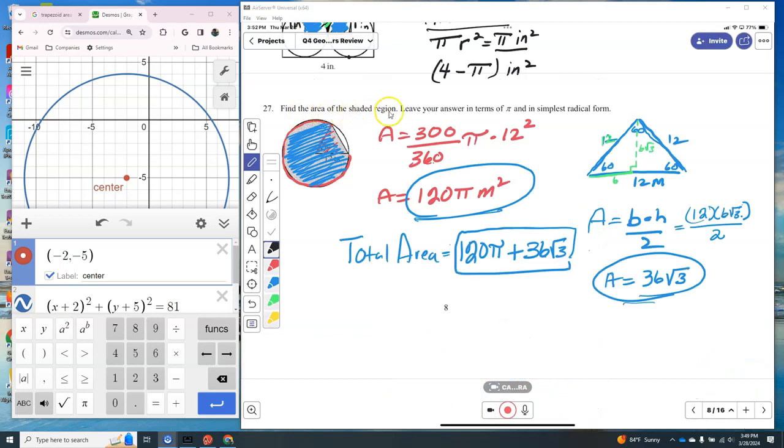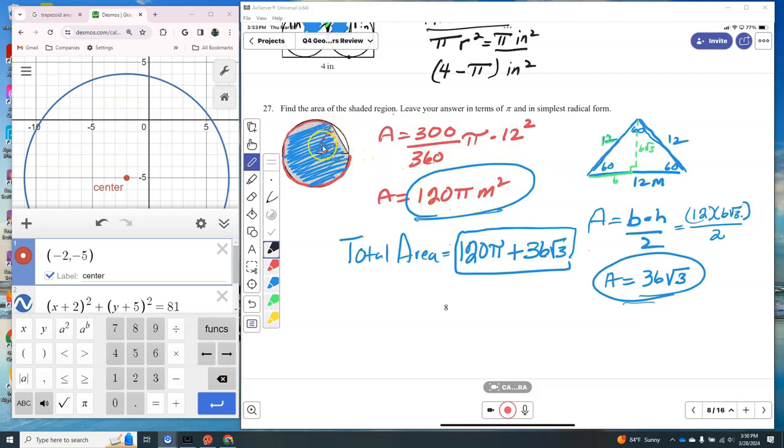Find the area of the shaded region. Leave your answer in terms of pi. This is a full circle, but we don't want the full circle. We want this part that's shaded without the segment. So what I did first is I figured out the major arc and its area. The major arc is 300, so the sector area is 300 out of 360 times pi. The radius is 12, so it's 120 pi meters squared.